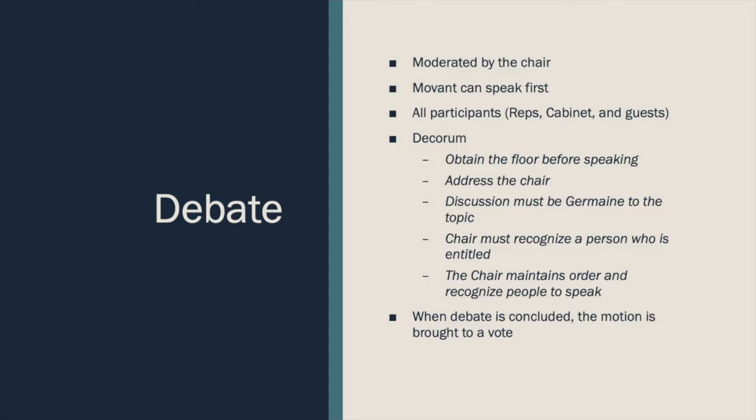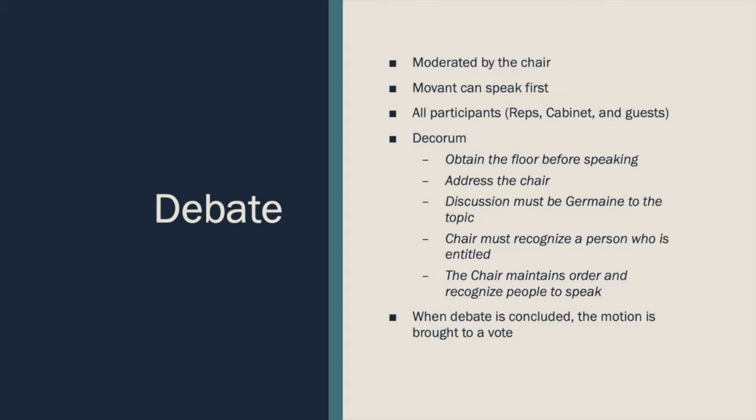So, what happens during debate? A debate is moderated by the chair. The movant gets to speak first on the motion. So the chair will first recognize whoever made the motion to debate first. What is debate? Just so everyone understands, debate is just a formal way of saying discussion, right? So debate is not necessarily people actually disagreeing with one another, but it's just a formal way of saying discussion, dialogue.